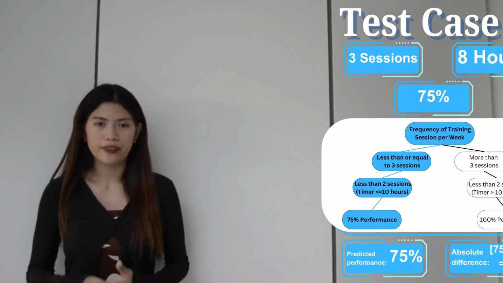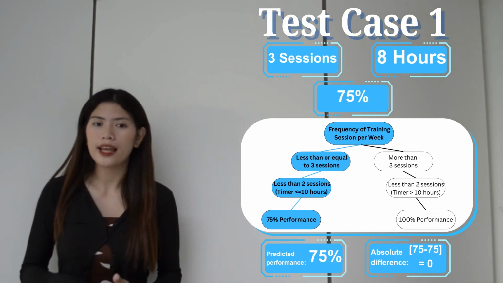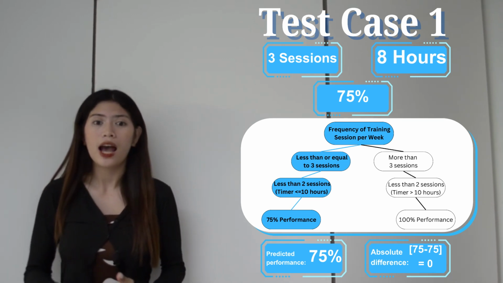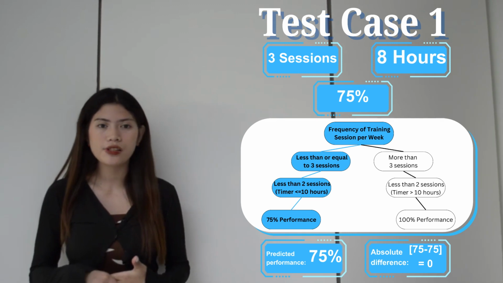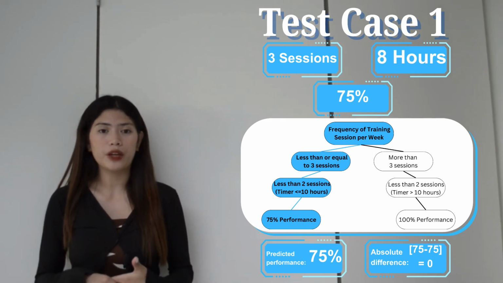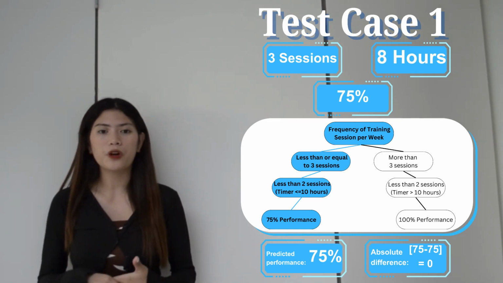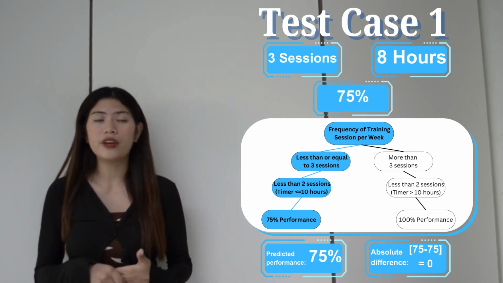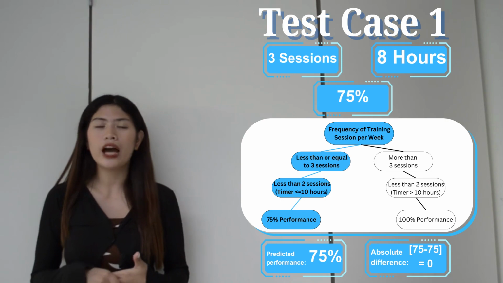Test case 1. According to the decision tree, since the dataset has a frequency of 3 sessions and time of 8 hours and a performance of 75%, the expected performance is 75%. And the predicted decision is 75 minus 75, the absolute difference is 0.